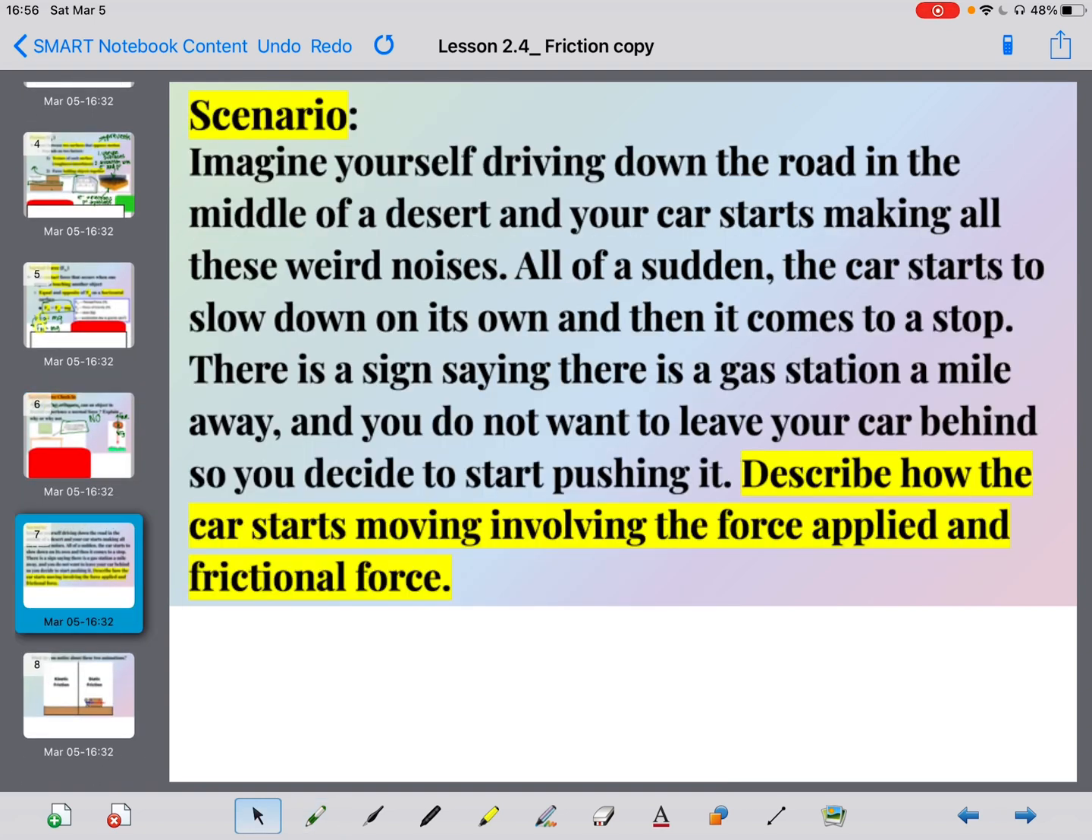So now we're going to move on to the scenario. I want you to think about yourself driving down the road in the middle of a desert, and all of a sudden your car starts making these weird noises. The car starts to slow down on its own, and then it comes to a stop. However, there's a sign saying that there's a gas station a mile away, and you don't want to leave your car in the desert. So you decide, let me just try to start pushing it. I want you to describe how the car starts moving involving the force applied and the frictional force.